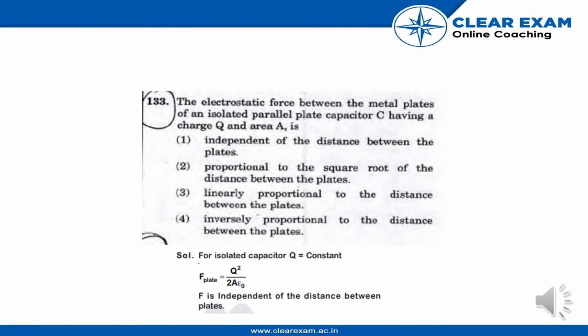The electrostatic force between the metal plates of an isolated parallel plate capacitor C having a charge Q and area A is... So here we have to simply tell that there are two parallel plate capacitors. Parallel plate capacitors are like this, having a charge Q. They have a charge Q and area is considered as A. The area between them is considered as A.